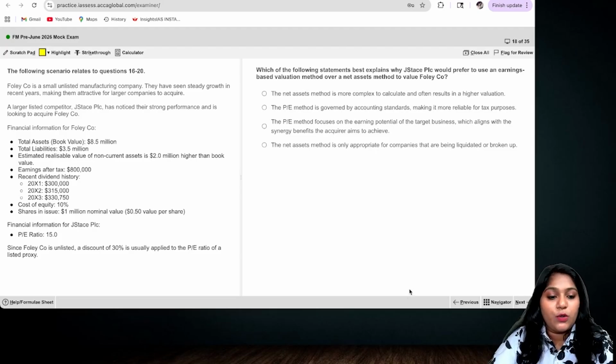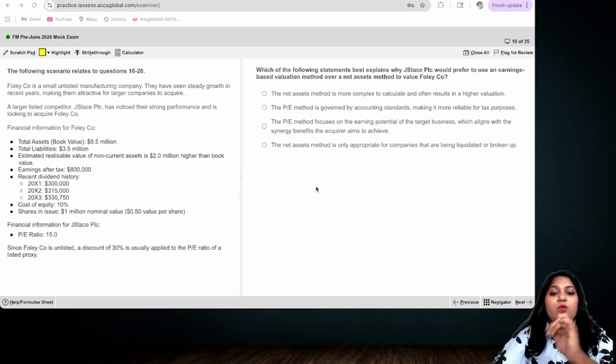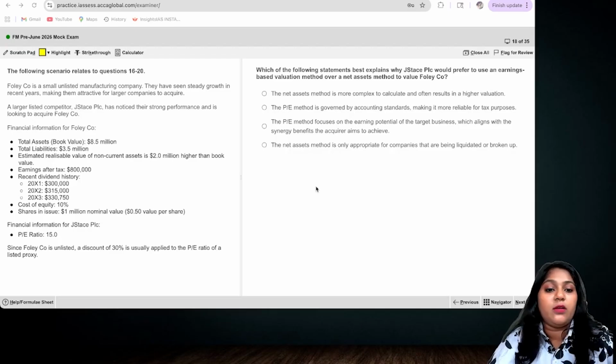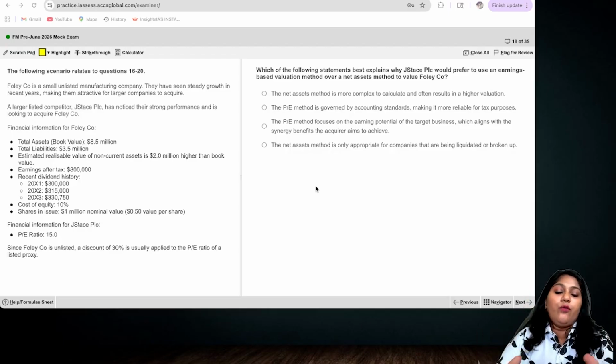Right. So let's go to the next question. What is the next question even talking about? So the next question is talking about what? The next question is talking about which of the following statements best explains why Gestas PLC would prefer to use an earnings based valuation method or a net assets method of value of the company.